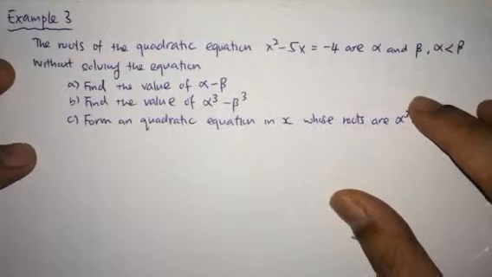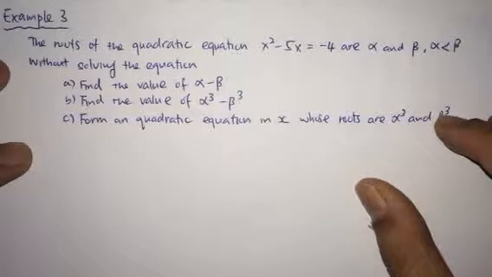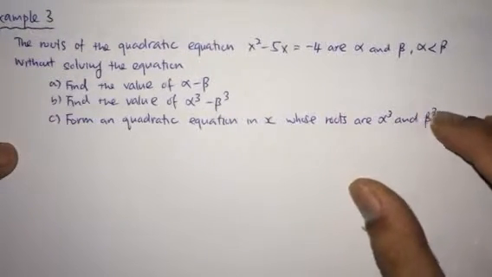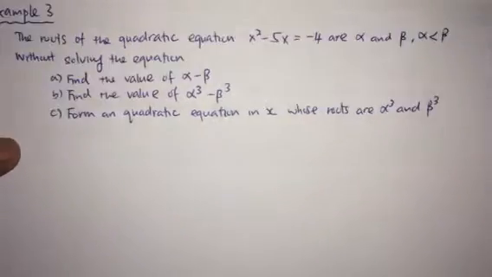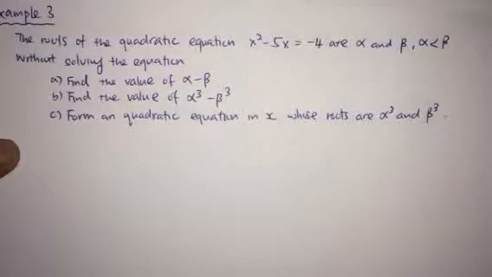Example 3. The roots of the quadratic equation x squared minus 5x equals minus 4 are alpha and beta. Alpha is less than beta. Without solving the equation, find the value of alpha minus beta.